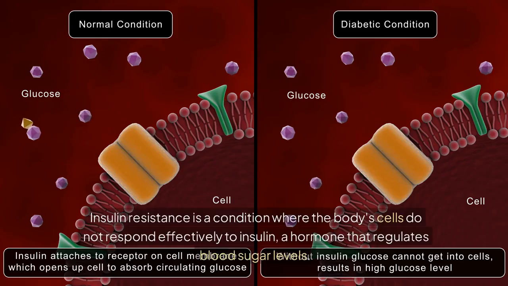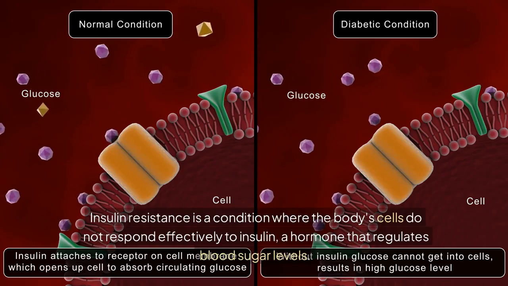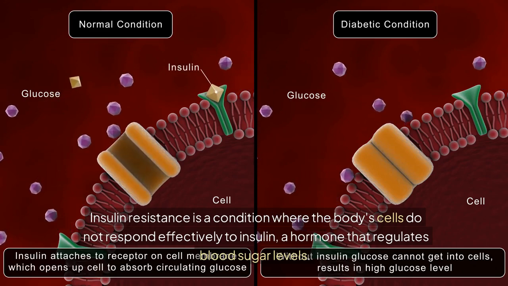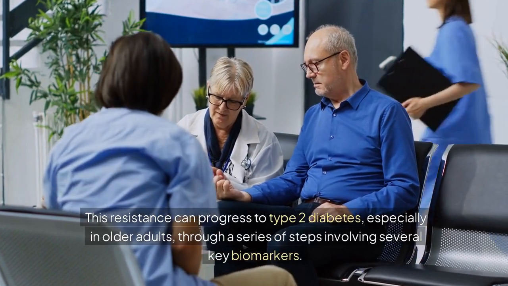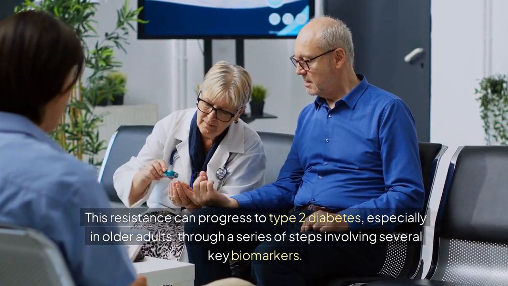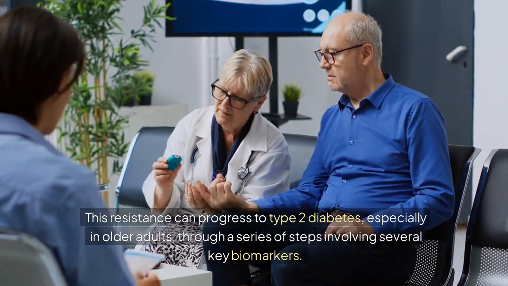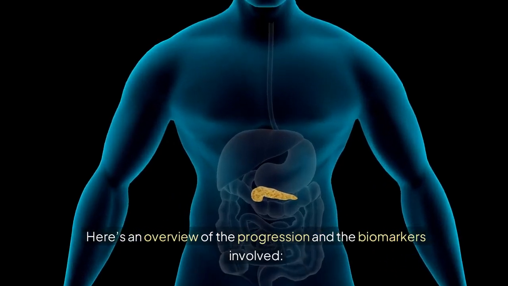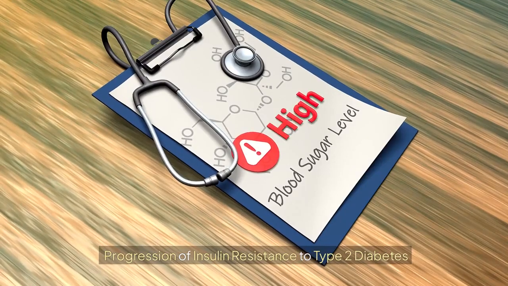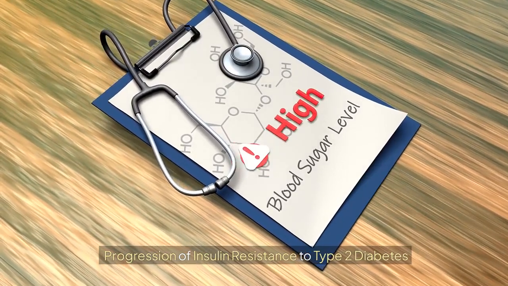GPT-4o answer. Insulin resistance is a condition where the body's cells do not respond effectively to insulin, a hormone that regulates blood sugar levels. This resistance can progress to type 2 diabetes, especially in older adults, through a series of steps involving several key biomarkers. Here's an overview of the progression and the biomarkers involved. Progression of insulin resistance to type 2 diabetes.